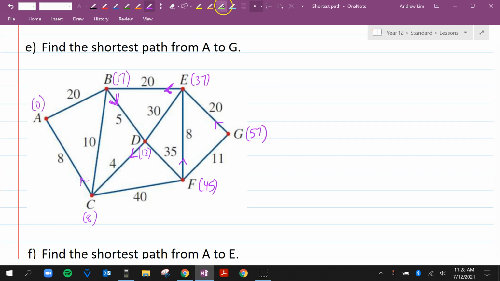Alright, now that I'm done, let's highlight. Follow the arrows. Okay, so this one looks quite complicated. The shortest path is from A to C to D to B to E to G, which has a weight of 57.